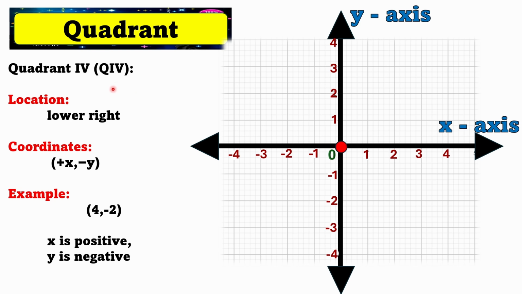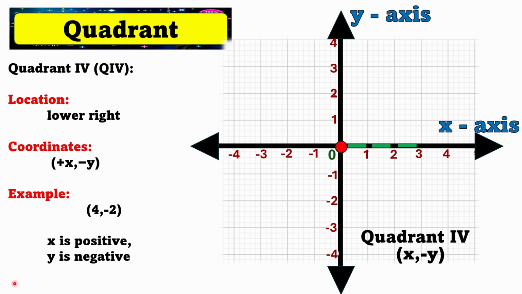And for the fourth quadrant or quadrant 4, the location is lower right and the coordinates is +x, -y. Okay, again, we have the fourth quadrant and the coordinates of the fourth quadrant is +x, -y. And for the example, we're going to plot the point +4, -2. Start at the origin. We move 4 units right along the x-axis. Okay, going to the positive direction.